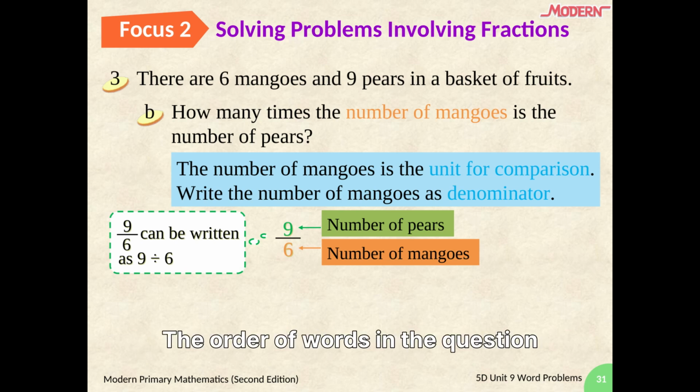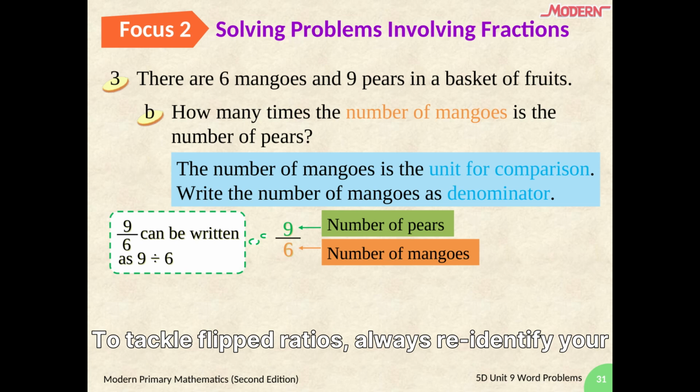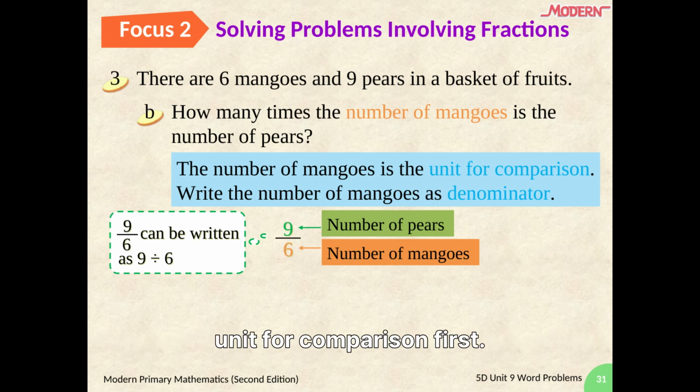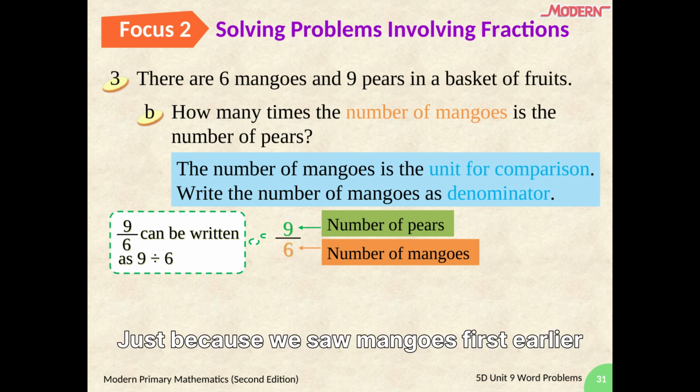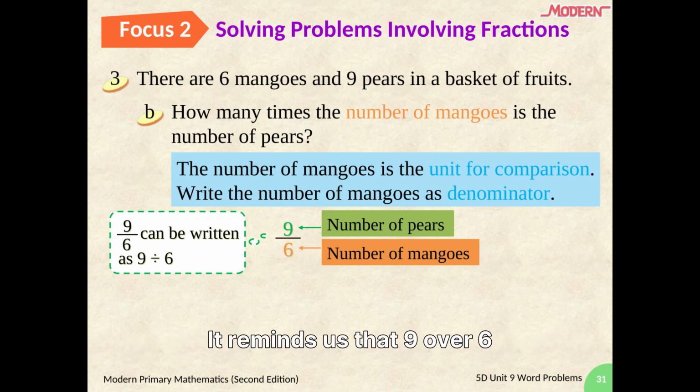The order of words in the question determines the order of numbers. To tackle flipped ratios, always re-identify your unit for comparison first. Just because we saw mangoes first earlier doesn't mean they're always the part. Look at the dashed box. It reminds us that 9 over 6 is the same as 9 divided by 6. This is a vital concept for the rest of this unit.